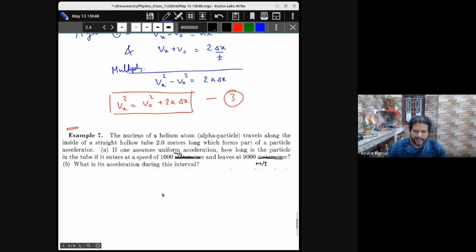Basically, a particle accelerator is something which accelerates charged particles. Okay, it doesn't matter for us. What is important is that this particle, which is an alpha particle, travels along the inside of a straight hollow tube which is 2 meters long. That is the relevant information. Everything else is just extra information about the particle accelerator, which we are not considering yet.